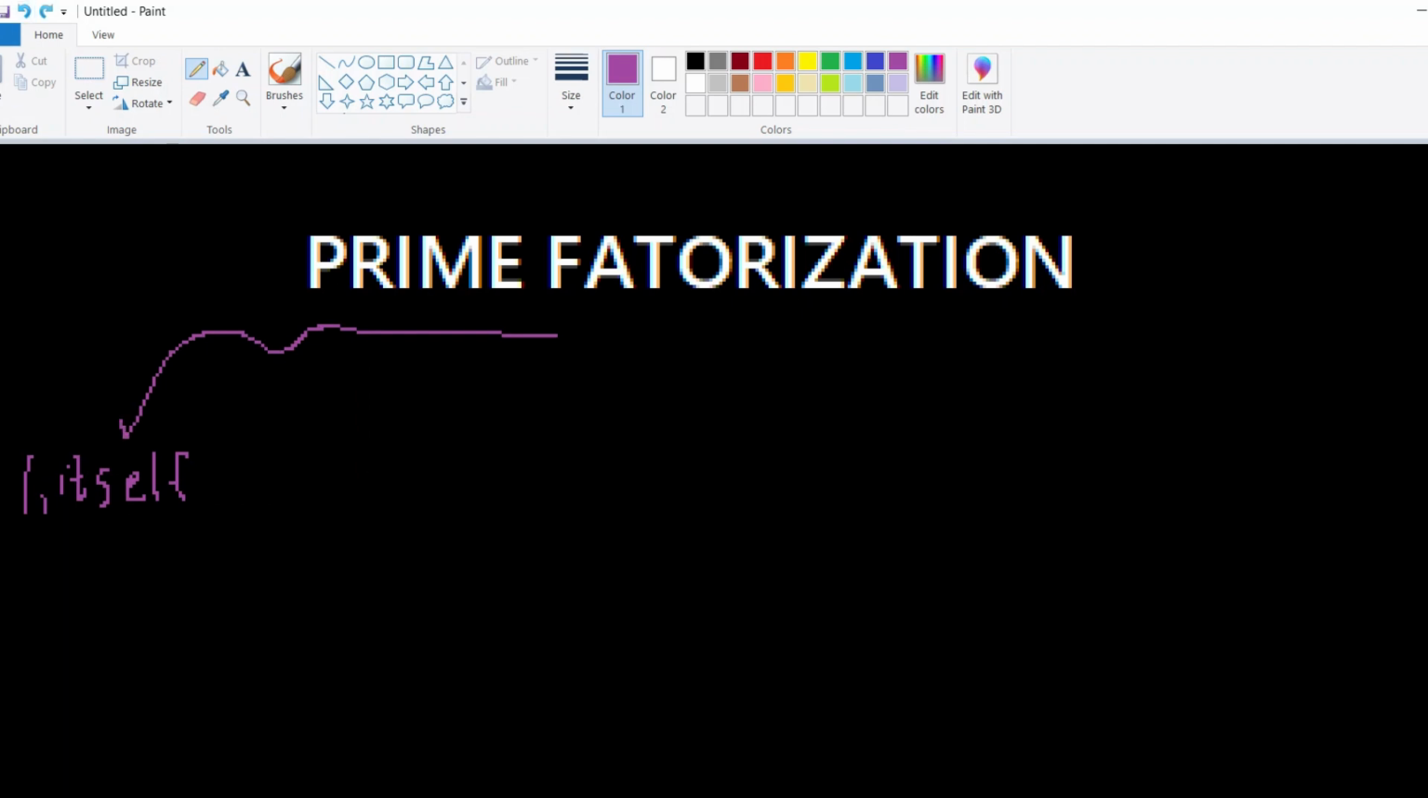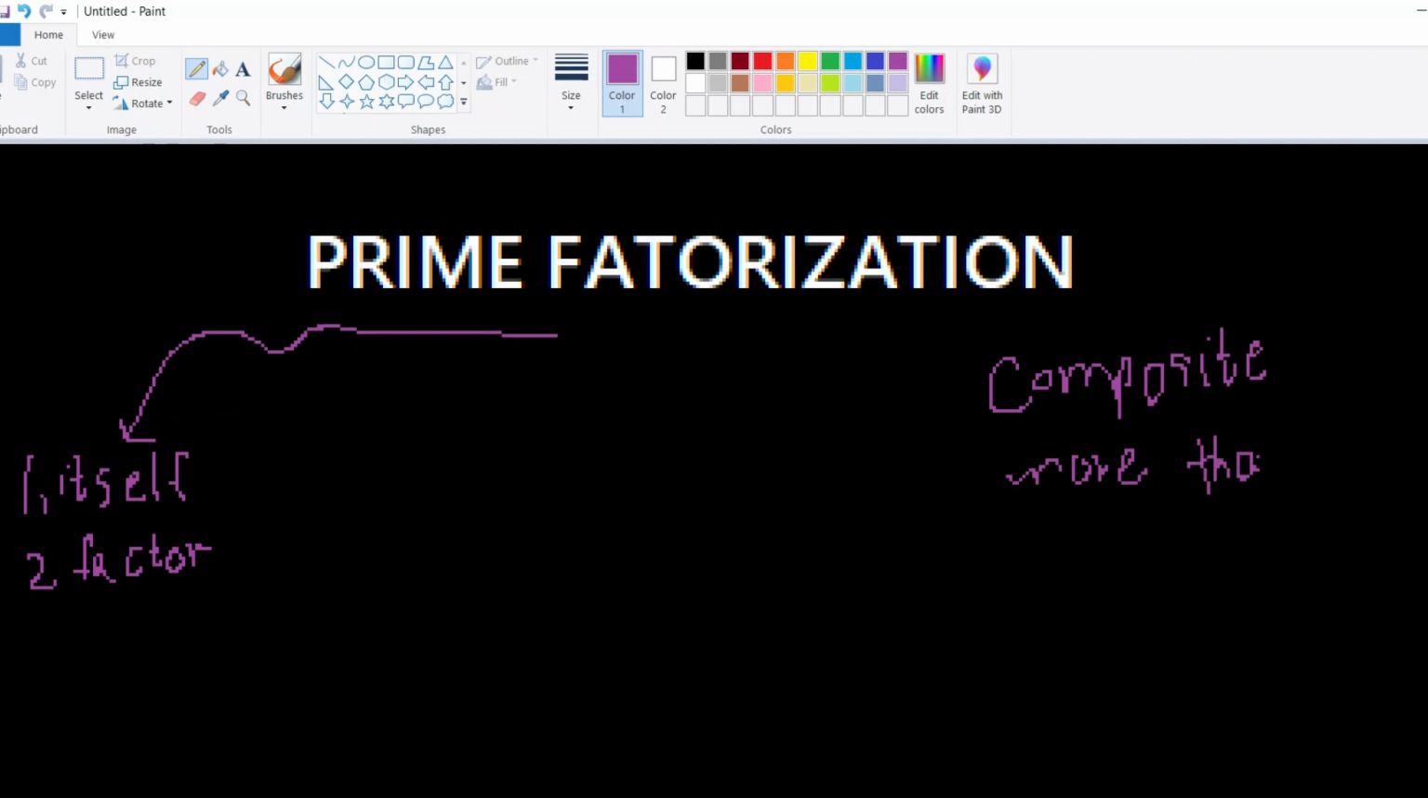What's the opposite of a prime number? Prime numbers are the ones with two factors. Can anyone guess what the opposite of prime numbers is? They are actually composite numbers. Composite numbers have more than two factors.